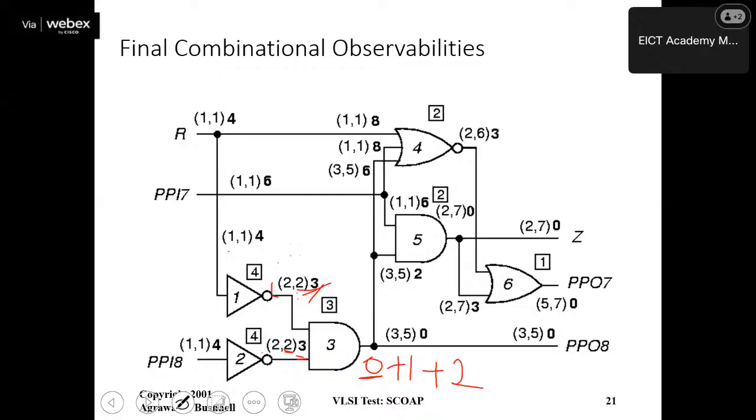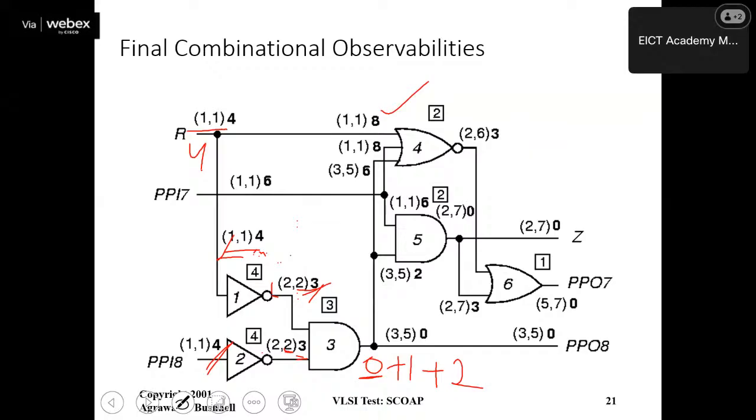Now this is the last level, but not least, of course, CO plus 1. These are the inverters, so you just need to put CO plus 1. So you'll get 4, 4. Here also 4, here also 4. Now this is the fan out branch. So here it was 8 and here it is 6. So what will be the observability? This is 4. In this manner, we can calculate all the controllabilities and observabilities of a combinational circuit.